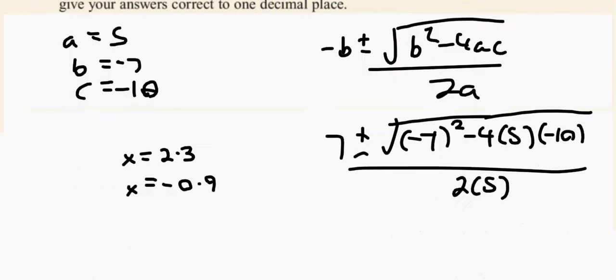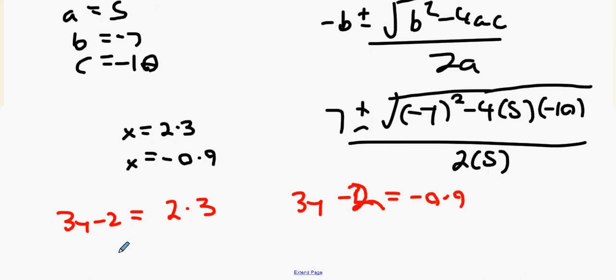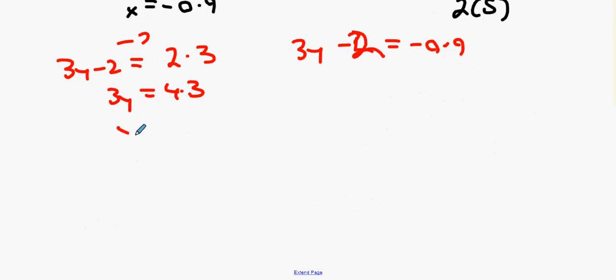Sorry. 3y minus 2 equals 2.3. And 3y minus 2 equals minus 0.9. Right, that's meant to be a 2. Now, bring the 2 out the other side. 3y equals 4.3. So what's y equal to when you divide it by 3? 1.4 when you divide it by 3. And 3y equals 1.1, divided by 3.